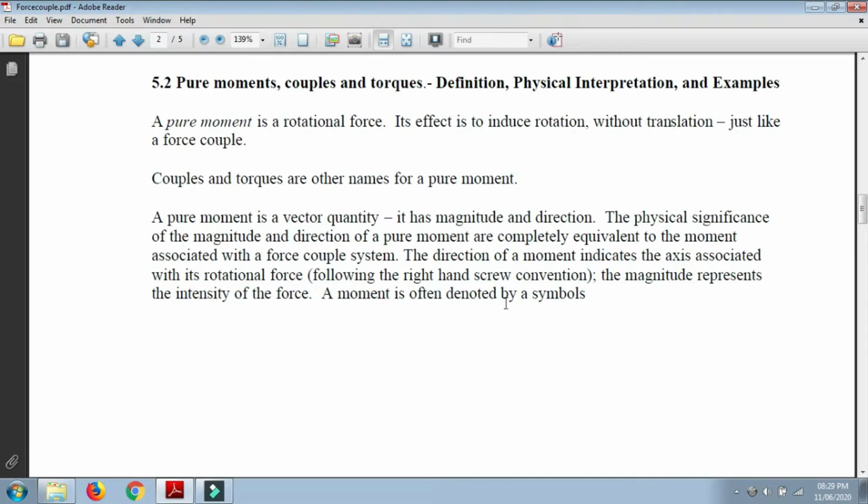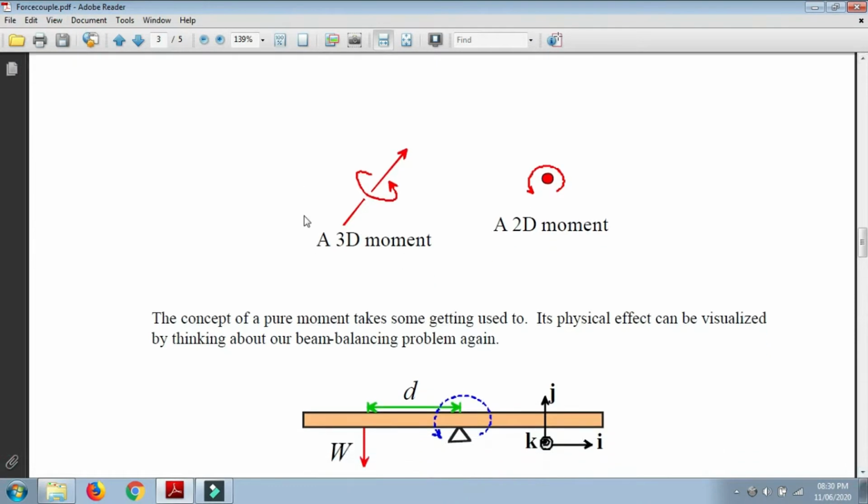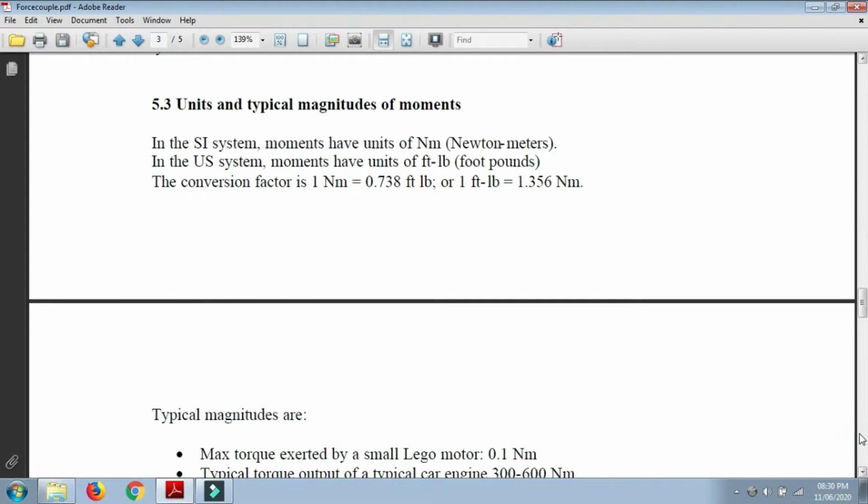A moment is often denoted by a symbol. Again, very important, I may ask in the exam to show the moment as a 2D symbol. How would you represent a moment as a 2D symbol? You will always give this example. If I ask you to show a moment in 3D systems, you have to give this example. This symbol will be a 3D moment and this symbol will be a 2D moment.